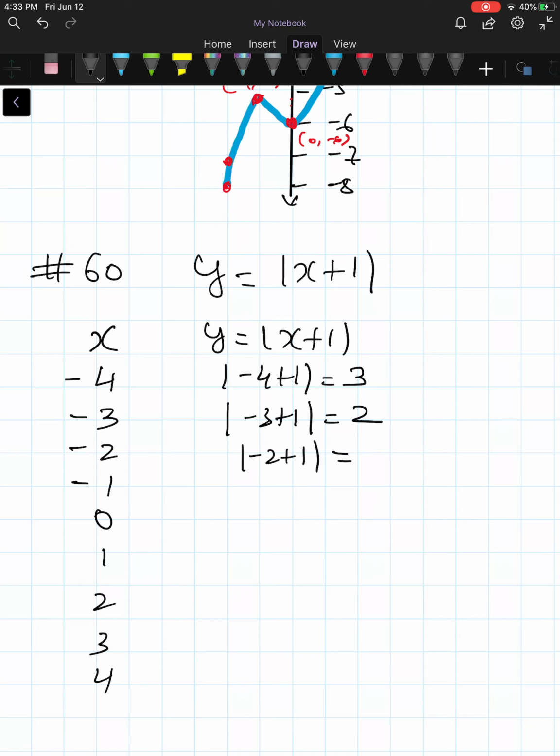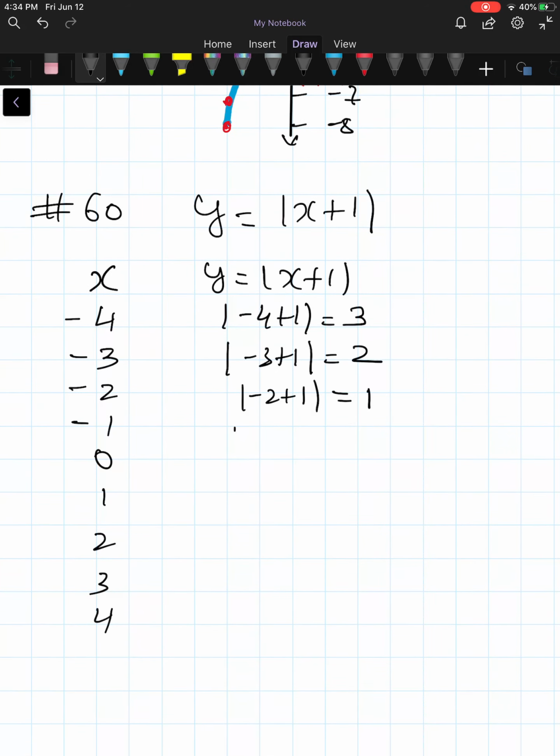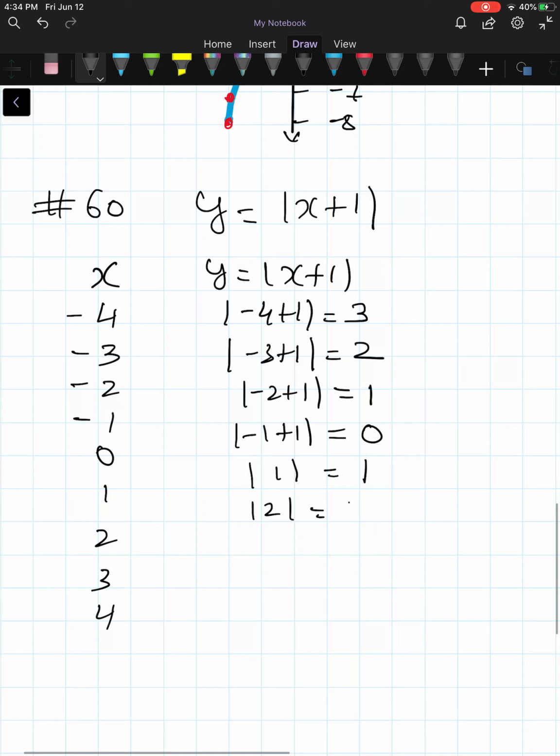-2 plus 1, that would be -1, absolute value of -1 is 1. So then if you have -1 plus 1, that would be absolute value of 0, that is 0. So if you have 0, that would be absolute value of 1, that is 1. If you have 1, absolute value of 2, that is 2. If you have x is equal to 2, absolute value of 3 will be 3.